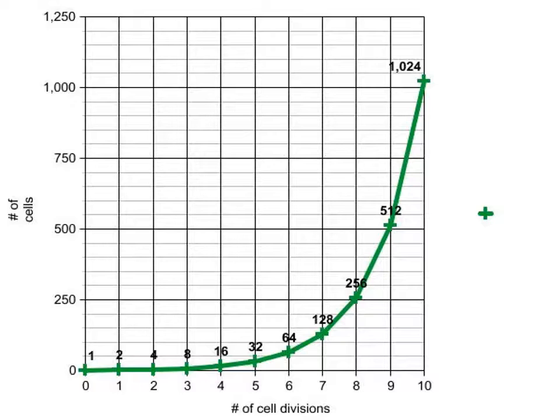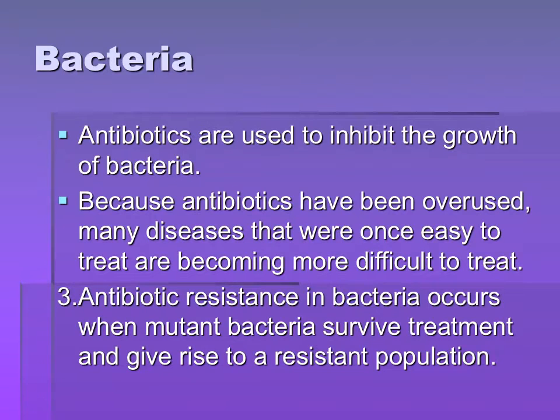This graph is a visual to remind you of how fast bacteria grows. The number of cell divisions is on the bottom on the x-axis, and number of cells is on the y-axis on the left side. So you notice that with each cell division, the bacteria are doubling each time, and it happens really, really fast.